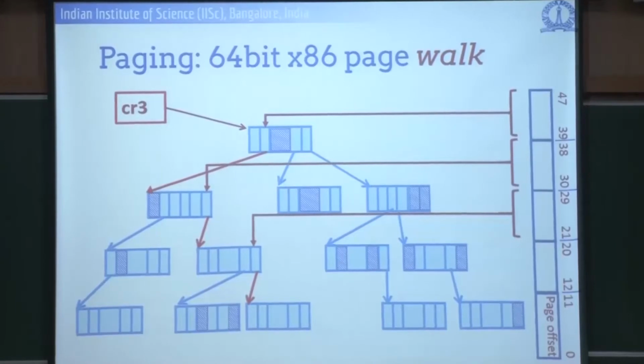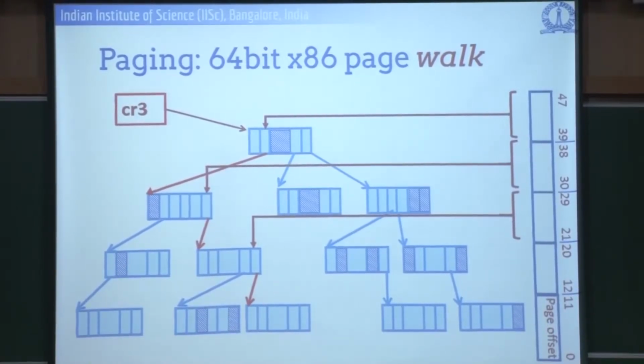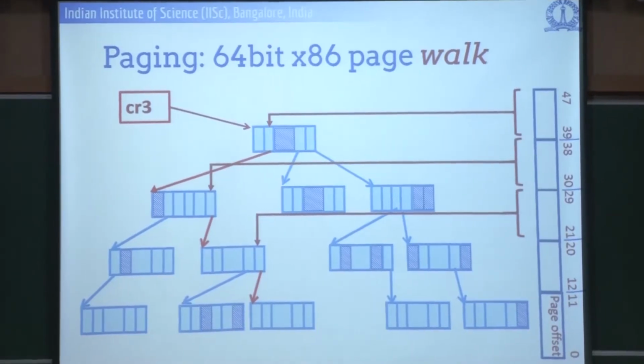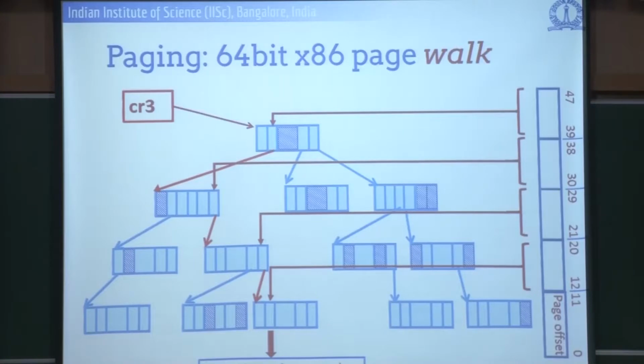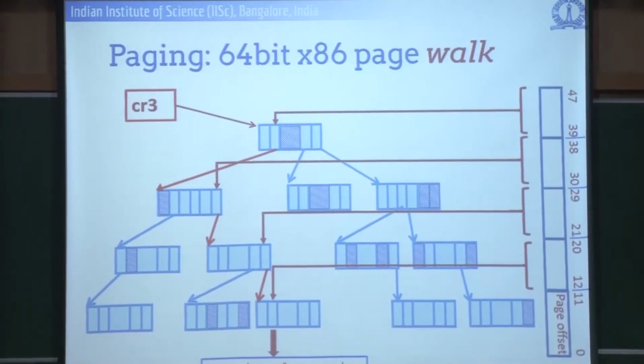Same thing happens again, and then finally you get to the leaf node of the page table. What does it contain? It contains the physical page frame number. This is what we are looking for. And once you have the physical page frame number, you just concatenate the page offset, and you get the physical address. Good? Okay, good. This process of accessing the page table is called walking the page table. Walking, because you take one step at a time.